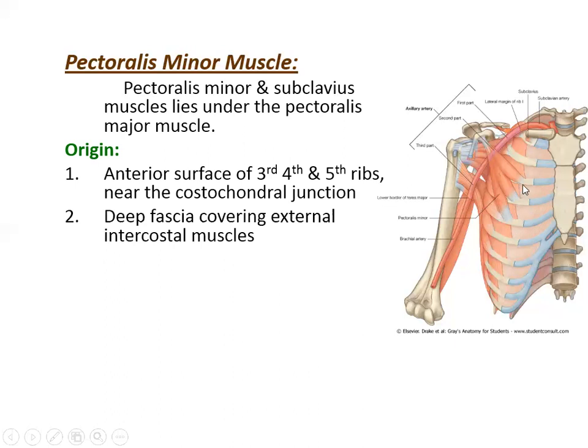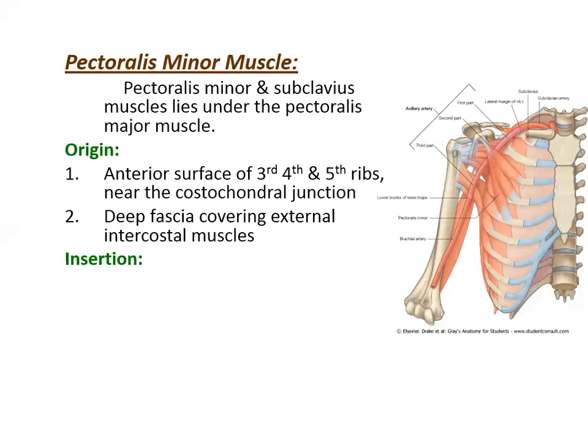Intercostal muscles are the muscles which are between the ribs. There are three layers of this muscle: external intercostal, internal intercostal, as well as the innermost. There is a deep fascia covering even the external intercostal muscle. So this pectoralis minor muscle not only takes origin from the third, fourth, and fifth ribs lateral to the costochondral junction, but also from the deep fascia covering these external intercostal muscles.